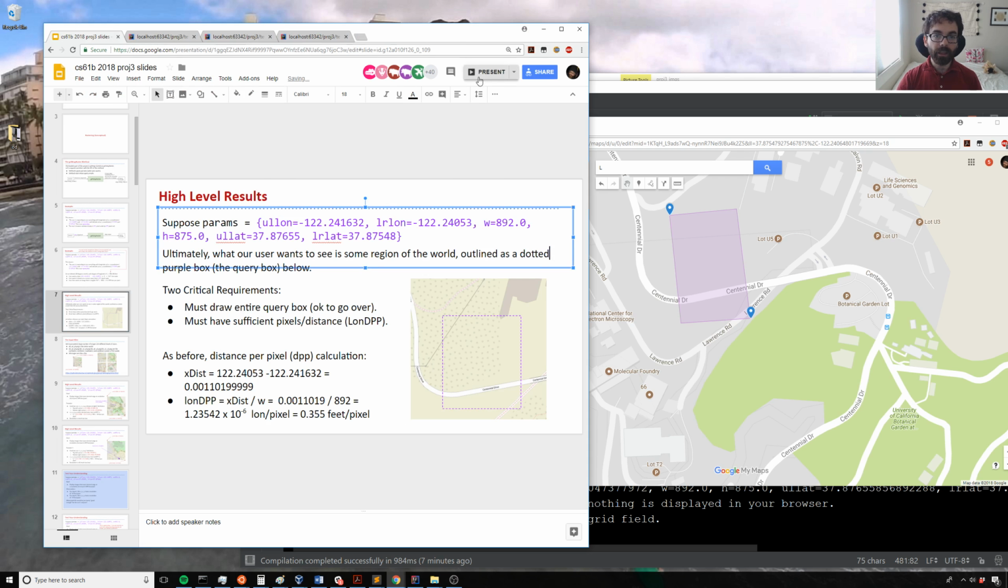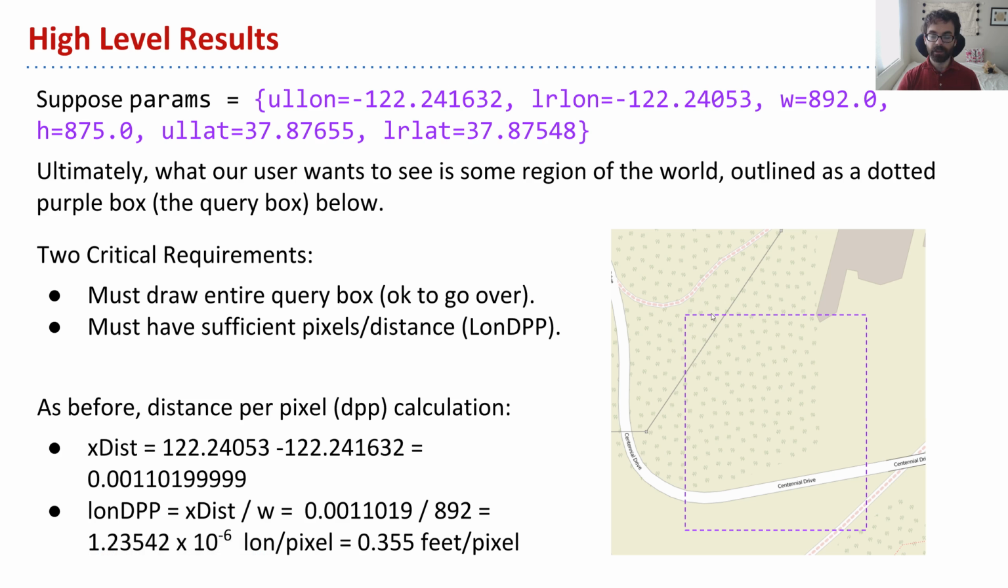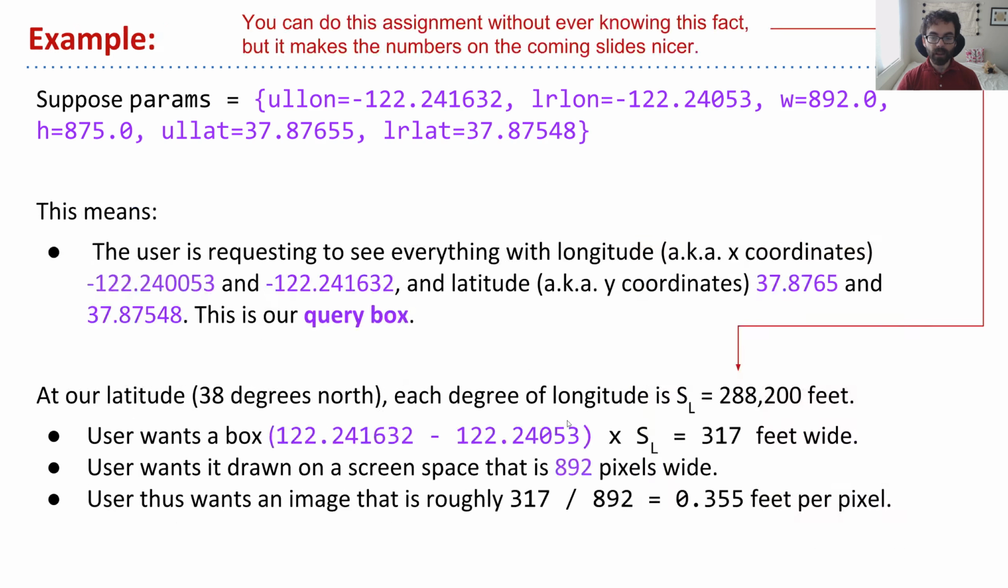See? And there's two critical requirements that your program is going to need to achieve. The first is you need to draw the entire query box, but it's okay if you end up with a little extra stuff, because what the web browser will do is only display the part that matters. So the user wants to see this, and we want to display at least all of this region. And the second thing is, in addition to getting total coverage, we also need to make sure that we have enough pixels per distance in what we call lon DPP. What's lon DPP? Well, that's just this here, 0.355 feet per pixel.